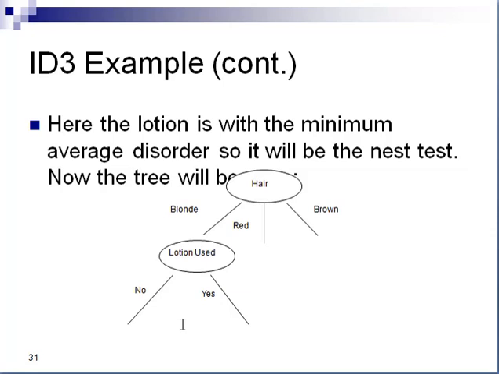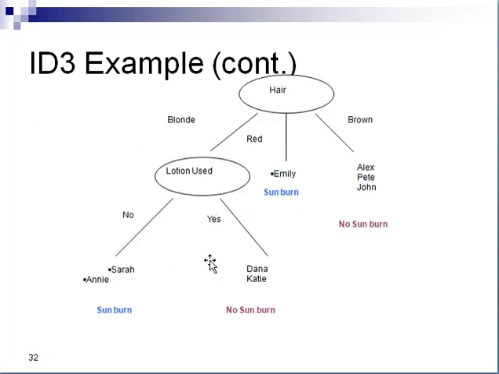And you can see that lotion has the minimum average disorder, so it will be the next test, so we can use lotion with the hair here. We can use these two attributes to make the final outcome for these specific individuals. These were the simplified cases, but these complex cases we solved with this additional attribute.